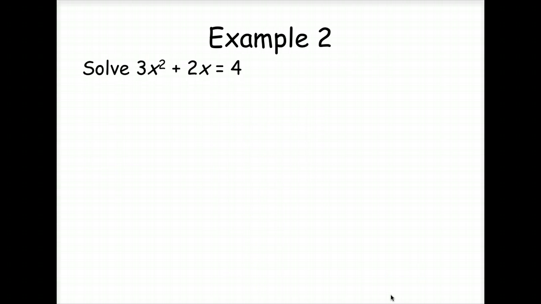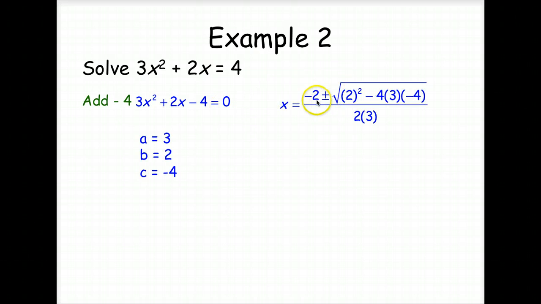Excellent. Let's look at another example. A is 3, B is 2. We're going to add negative 4 so that our C is negative 4. Set it equal to 0. Now we're going to substitute into the quadratic formula. Negative b plus or minus the square root of b squared minus 4 times a times c over 2 times a.